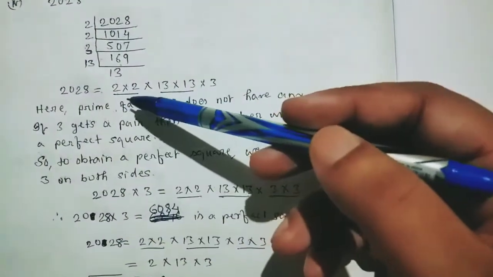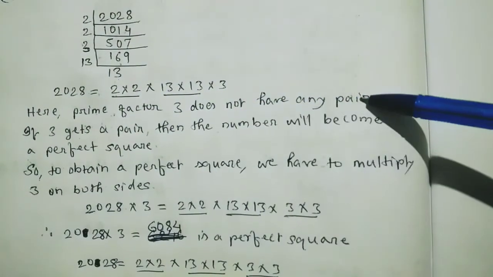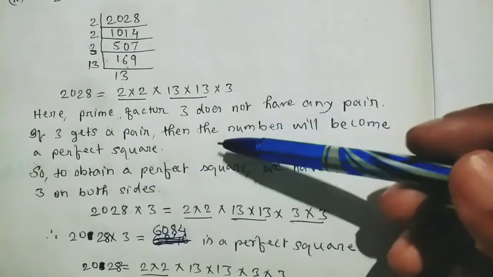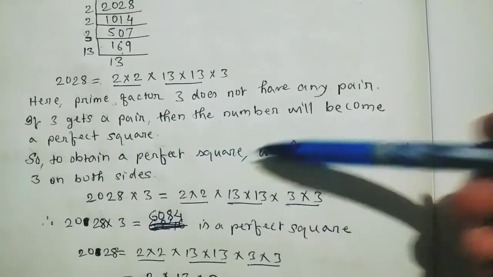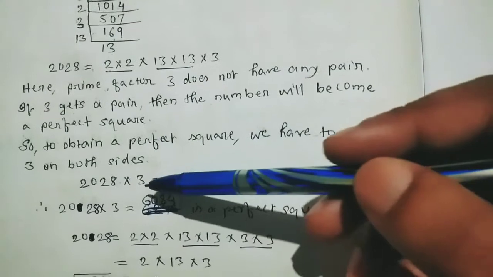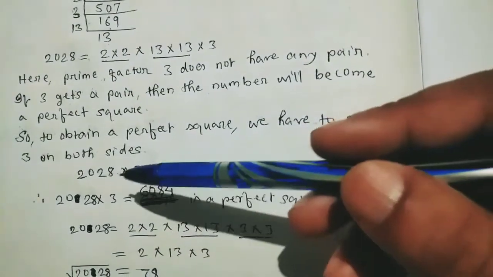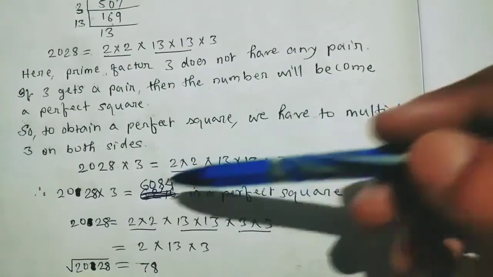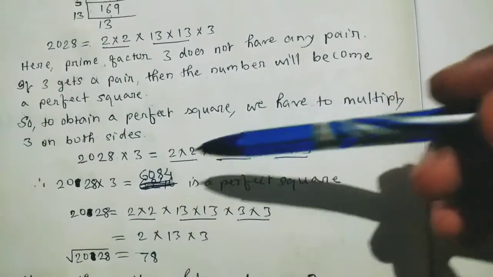After factorization, we have got this 3 is not a pair. So here prime factor 3 does not have any pair. If 3 gets a pair, then this number will become a perfect square. So to obtain a perfect square, we have to multiply 3 on both sides, right? When you multiply 3 on both sides, it now becomes a pair. So 2028 multiplied by 3 becomes what? 6084. So 6084 is a perfect square. So we got the perfect square.